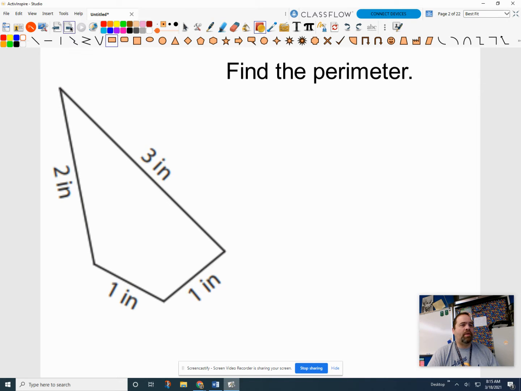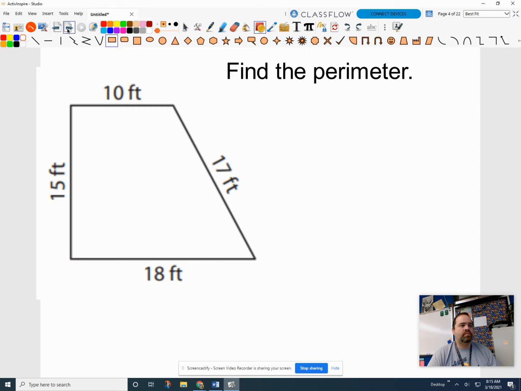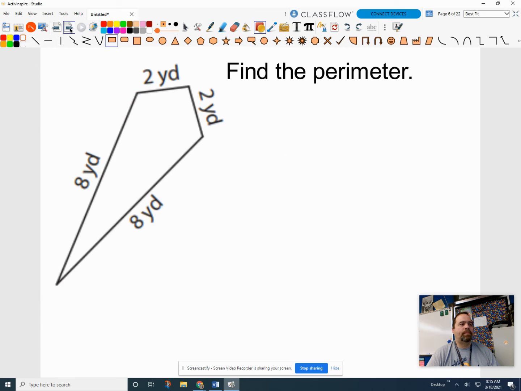Okay, add them up. Perimeter is 7 inches total. All right, this one here, same thing, find the perimeter. Perimeter is 60 feet. Perimeter of this one is 20 yards. This next one I believe is slightly different.